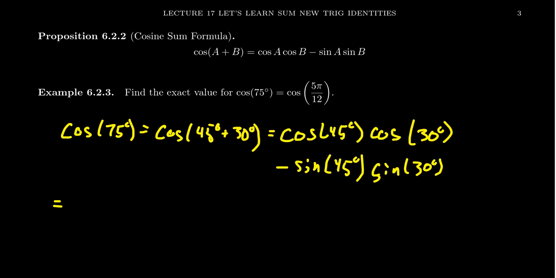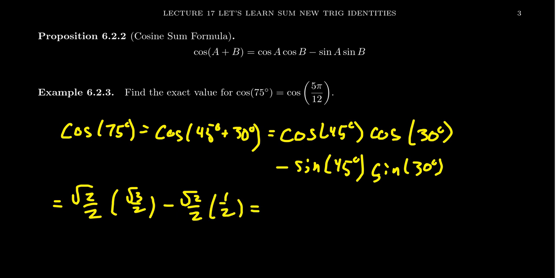Cosine of 45 degrees is root 2 over 2. Cosine of 30 degrees is going to be root 3 over 2. Sine of 45 degrees is root 2 over 2. They're the same as cosine. And then sine of 30 degrees is 1 half.